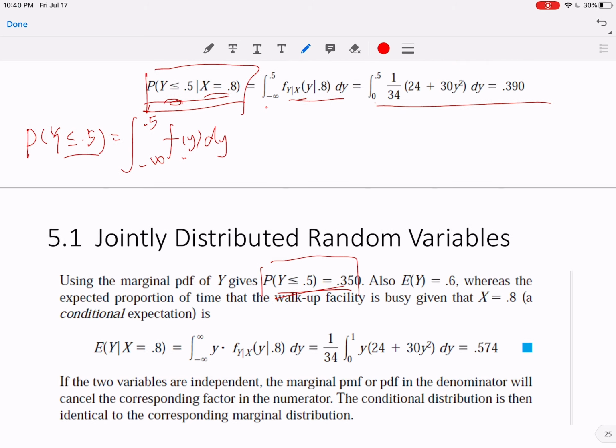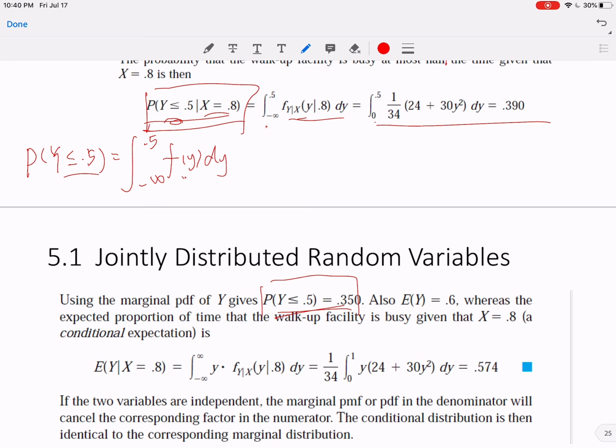And of course, E of y. If you want to find the expected value of y, you just apply the definition of expected value. That's going to be equal to the integration from 0 to 1, that's the interval of y values, of y times the marginal PDF of y dy. That's how you calculate the expected value of y here.